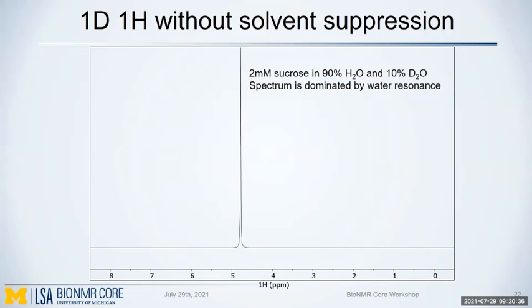And one other experiment is the solvent suppression experiment. For example, in this case, I have a sample which is 2 millimolar sucrose dissolved in water. If I just run a simple 1D proton experiment without any solvent suppression, I will just see this huge water peak, and this spectrum is dominated by this water resonance. And those other smaller peaks from the sucrose, I could not see from this spectrum.